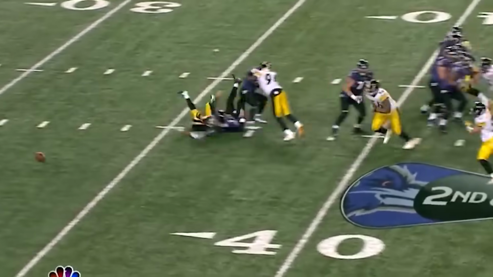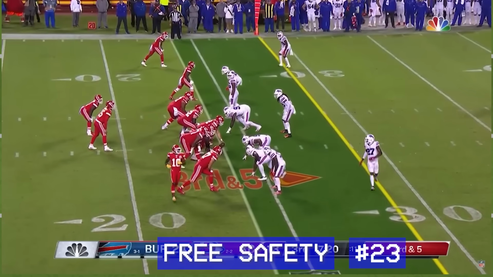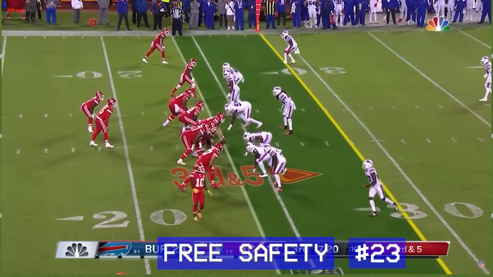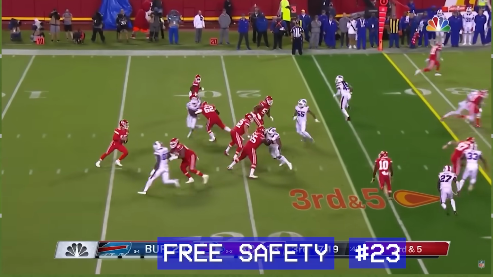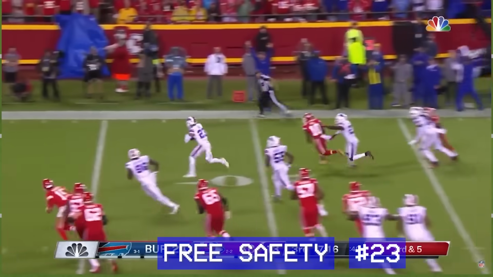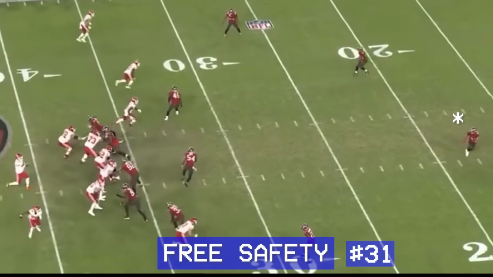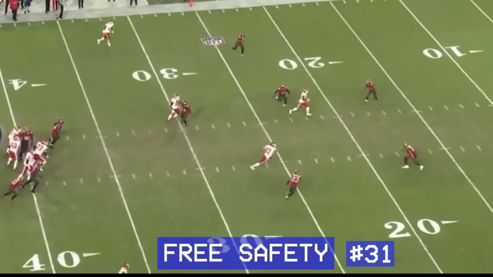And then the free safety lines up farther back, frequently off screen. You frequently do not see the free safety if you're watching on TV. And the free safety's job is to go wherever is needed in order to stop whatever the offense is trying to do. And by beginning the play as far back as they do, the free safeties also act as that last line of defense, damage control, defender.